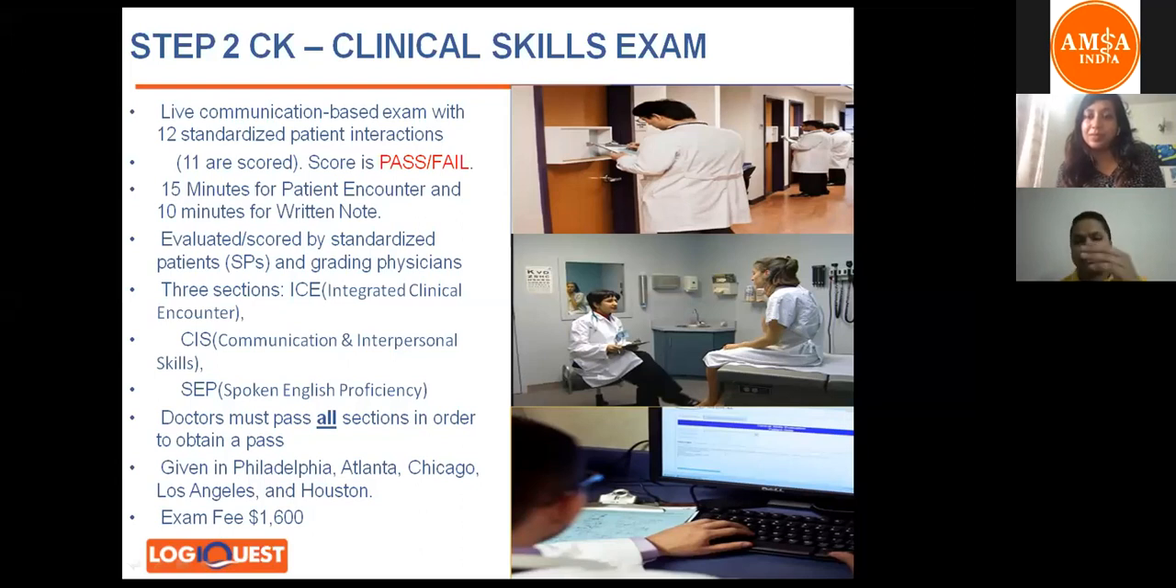So 15 plus 10, 25 minutes per patient is what you get, times 12 patients. So roughly around 8 hours of the day is what you end up spending in the exam hall. After 3 patients, you get a 15 minute small break. After the sixth patient, you get a half an hour lunch break. And again, after the ninth patient, you get 15 minutes of maybe a tea break or something like that. So that's how you are going to be there 8 hours in the CS exam hall.